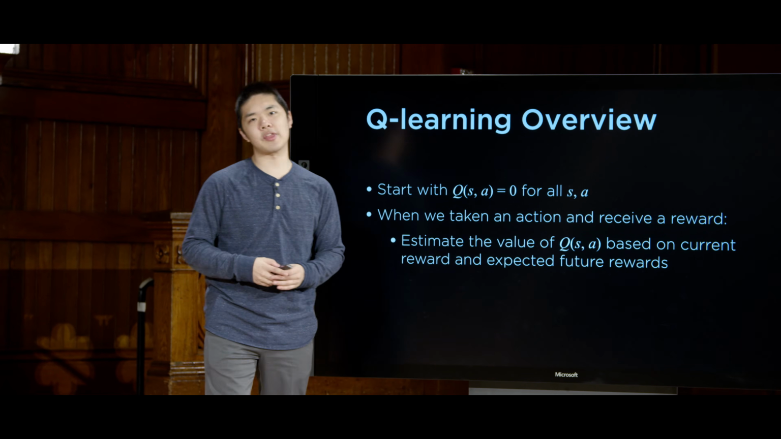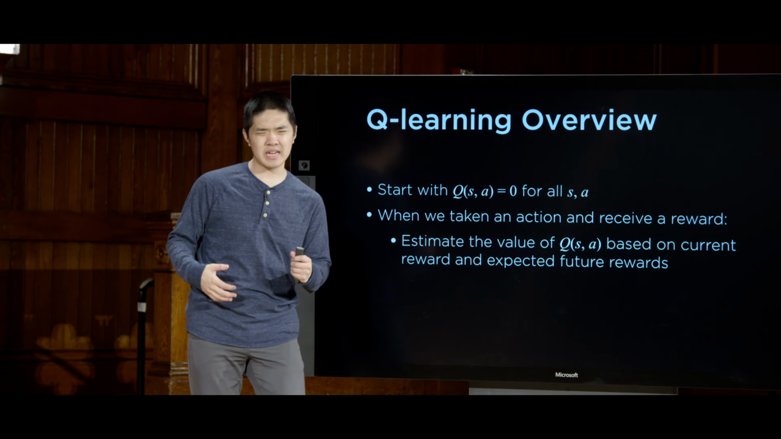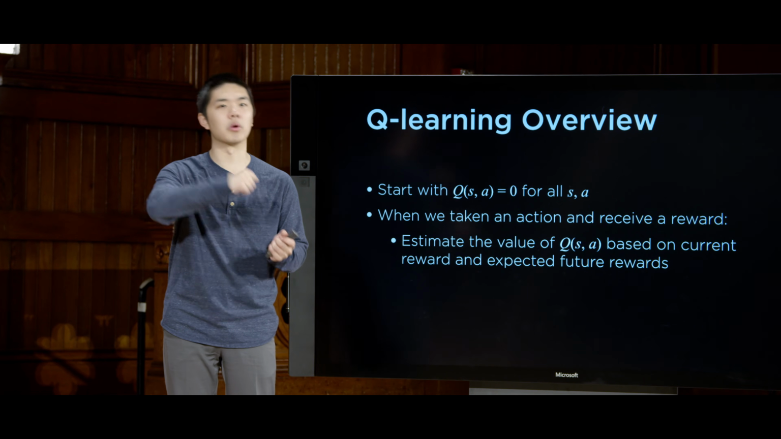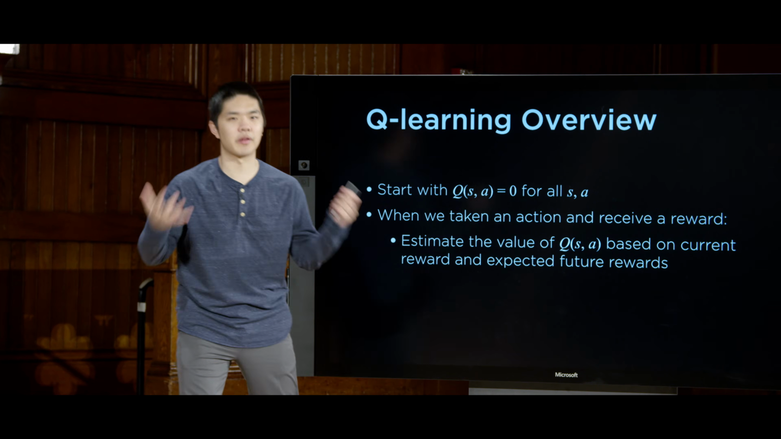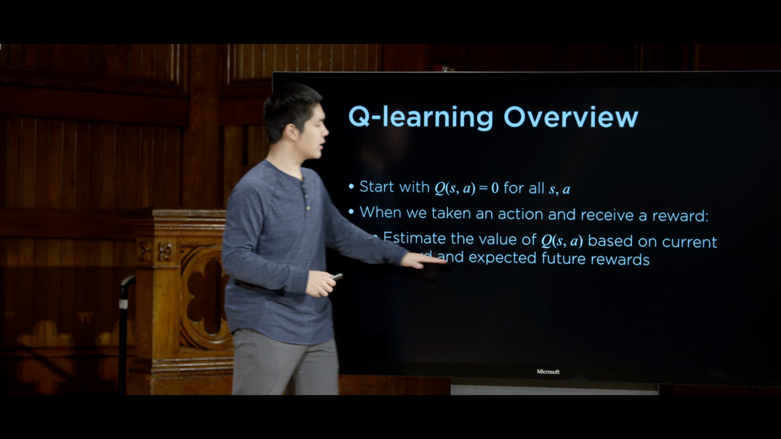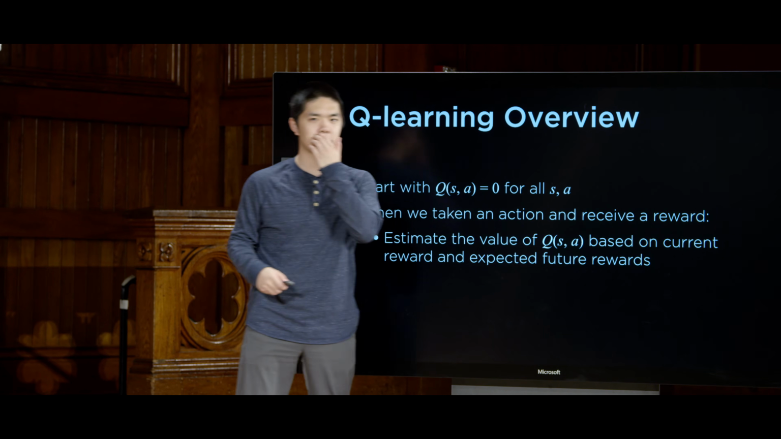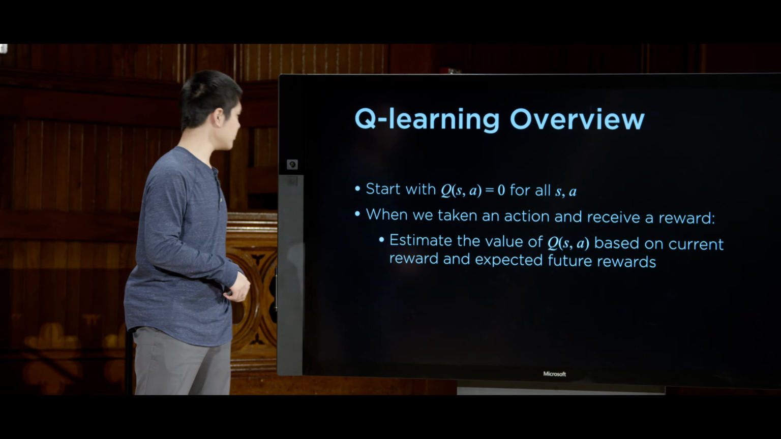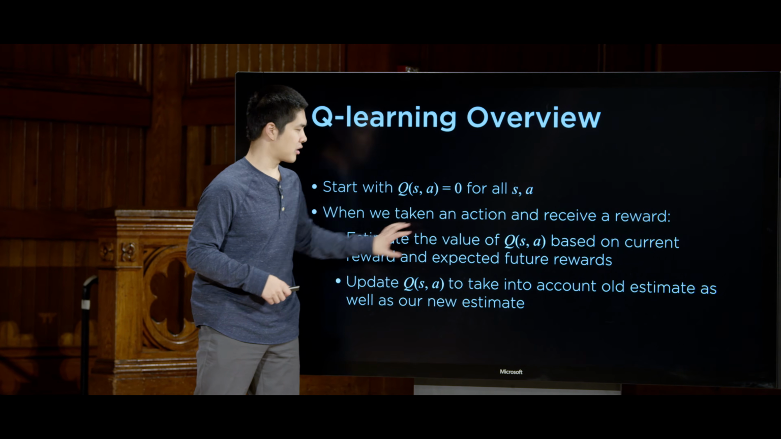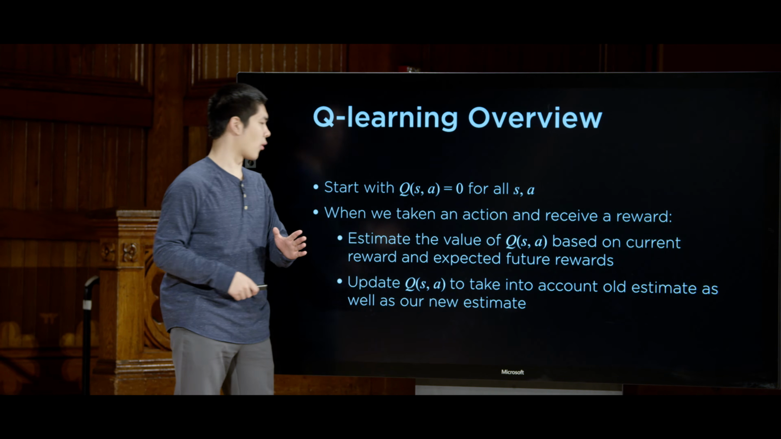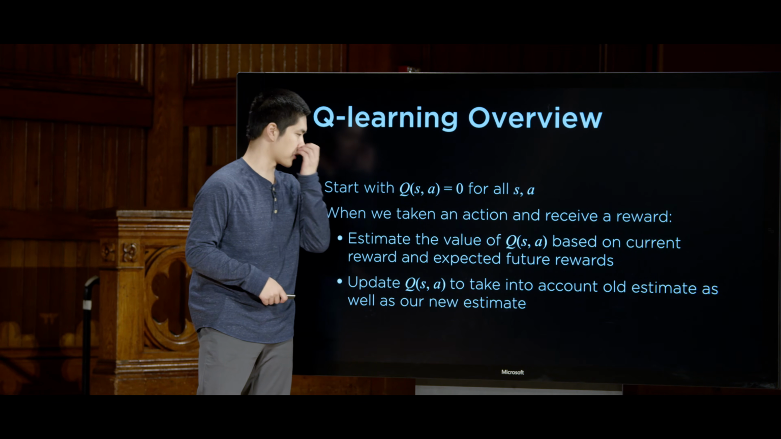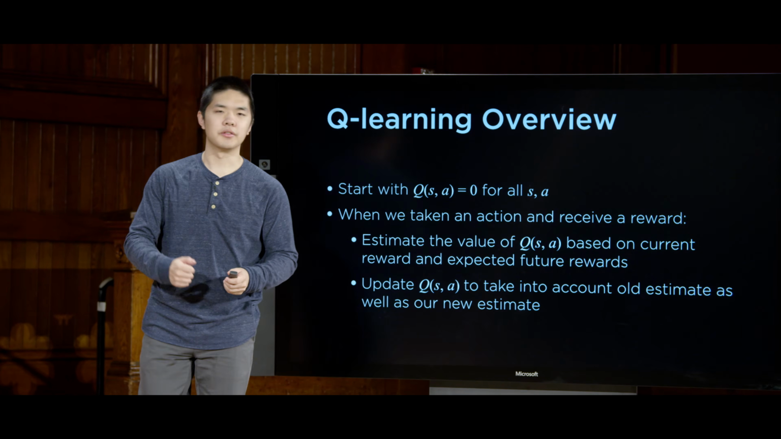And it might be the case that I'll want to take a step that doesn't immediately lead to a reward, because later on down the line, I know it will lead to more rewards as well. So there's a balancing act between current rewards that the agent experiences and future rewards that the agent experiences as well. And then we need to update Q(S, A). So we estimate the value of Q(S, A) based on the current reward and the expected future rewards. And then we need to update this Q function to take into account this new estimate.